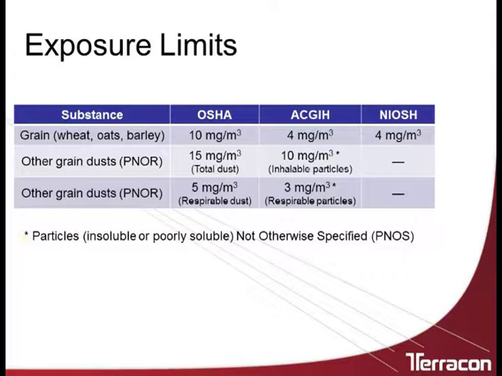And you'll see as you go down, then you have other grain dusts. OSHA has established, at least for respirable dust, 5 milligrams per cubic meter, and the ACGIH 3. So that's what you would compare the results to determine whether or not, again, you're above the exposure limit or below, so that you can take the necessary actions in order to reduce that exposure potential to individuals. Okay, so that gets us through the air monitoring.